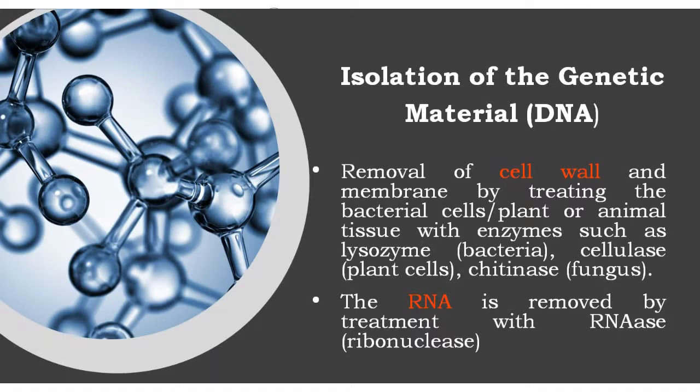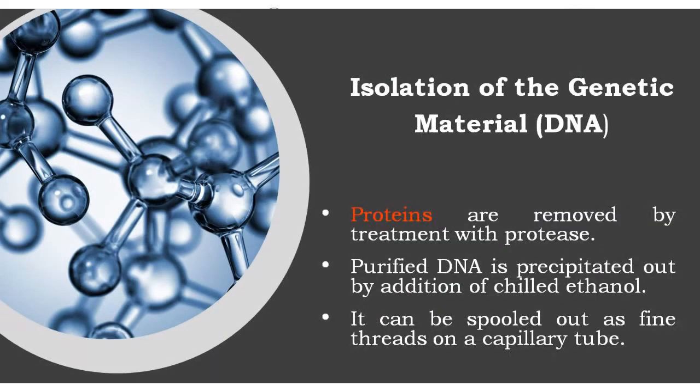So we have to remove these interfering substances by using specific enzymes, like RNase, ribonuclease, to remove RNA, and proteases to remove the proteins. Now you have only the DNA left in the medium, but still it is in a soluble state. So to precipitate it out, we have to use chilled ethanol. Ice cold ethanol is added into this lysate. This causes the precipitation of DNA.